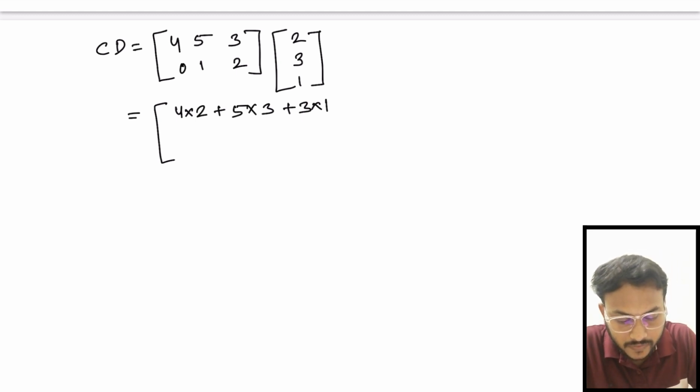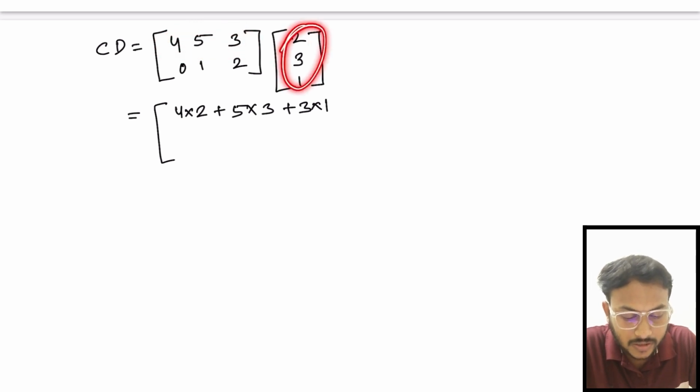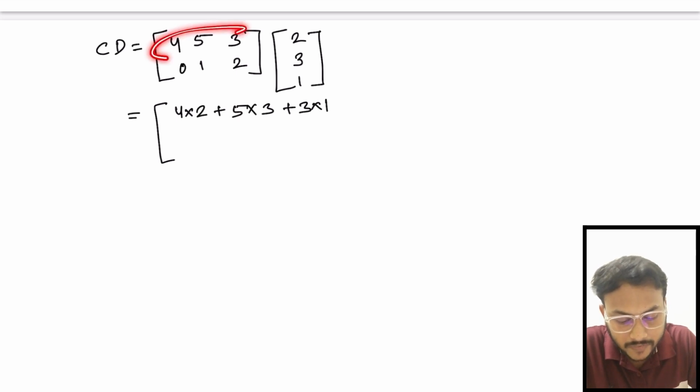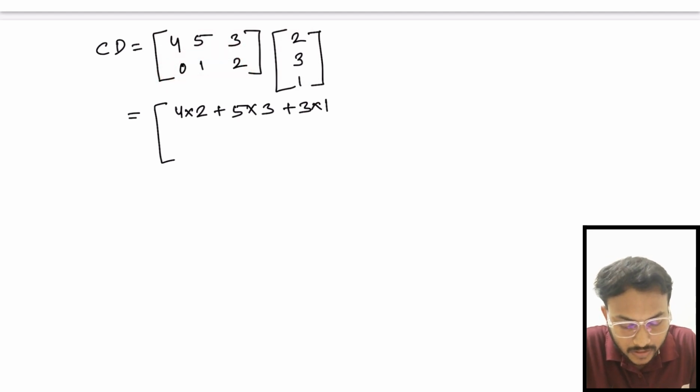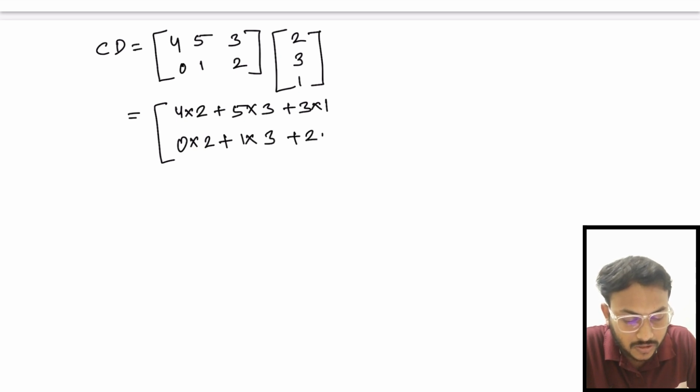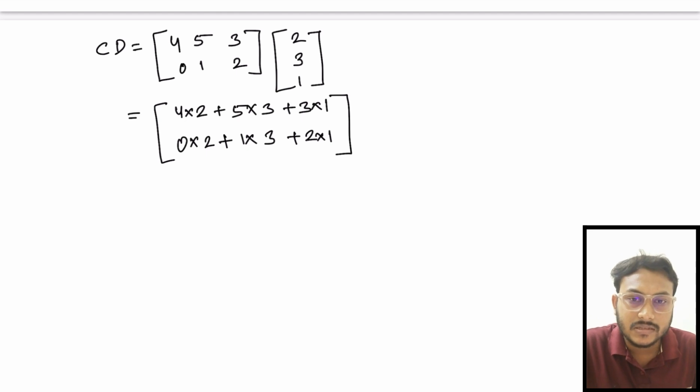So first row and first column is done. No more columns are there, only one column is present. After multiplying the first row and first column, we have to move to the second row. So now we will multiply 0 and 2, then plus 1 and 3, then plus 2 and 1. So 0 into 2 plus 1 into 3 plus 2 into 1. This is how you will get the resultant matrix, or you can say the product of matrix C and D.